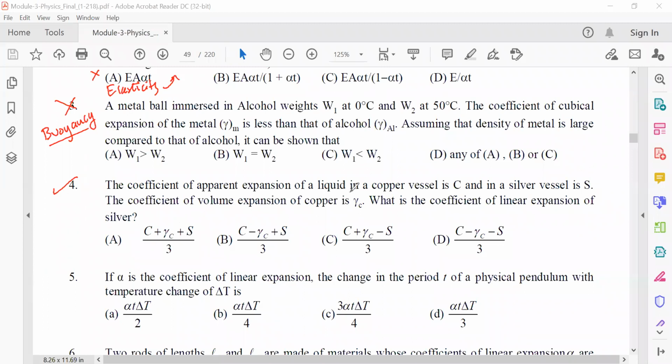Coefficient of apparent expansion of a liquid in a copper vessel is C, and in a silver vessel is S. So what is happening is that, let us say, the coefficient of expansion for the liquid, the true one, is gamma. This is the true value. So the coefficient of apparent expansion in copper vessel will be gamma minus gamma of copper, and in silver it will be gamma minus gamma of silver.